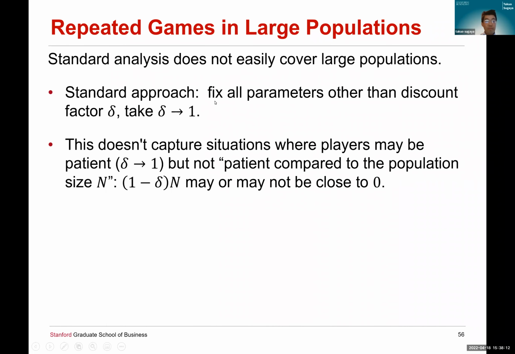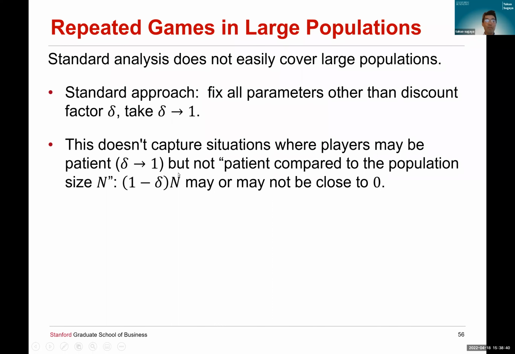And in a standard approach, we fix everything except for the discount factor delta going to one. This doesn't capture situations where players may be patient in an absolute sense. So we take a sequence of games where delta and n move together, delta goes to one, but players are not patient compared to the population size n. So one minus delta times n may or may not be close to zero.